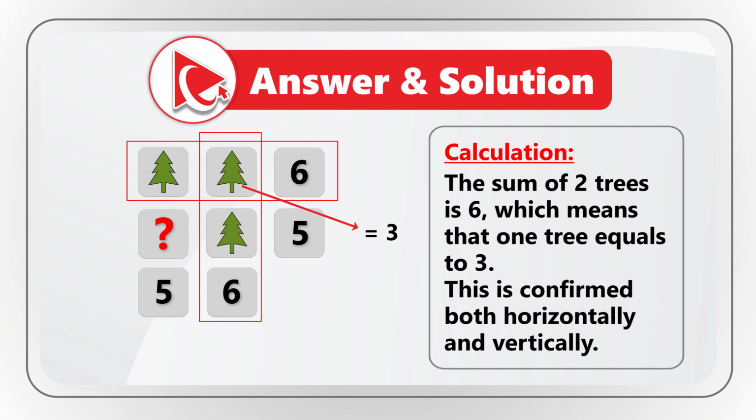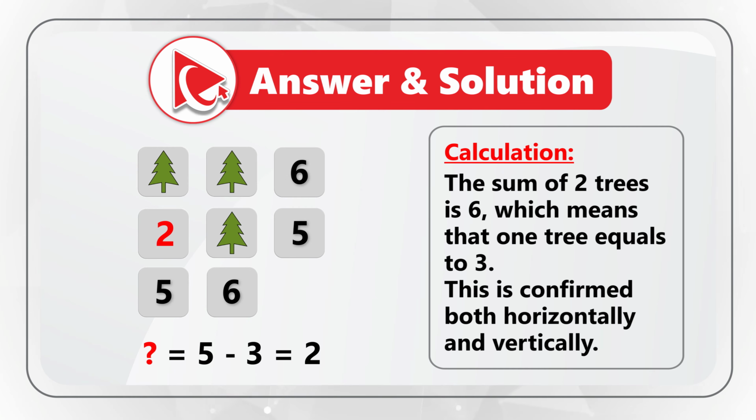Sum of 2 evergreen trees equals to 6, which means that 1 evergreen tree equals to 3. Now we can calculate the missing number, which would be the result of 5 minus 3, which would be equal to 2. So the correct answer here is choice A, 2. Did you come up with the different answer? Please make sure to post your answer and rationale in comments.